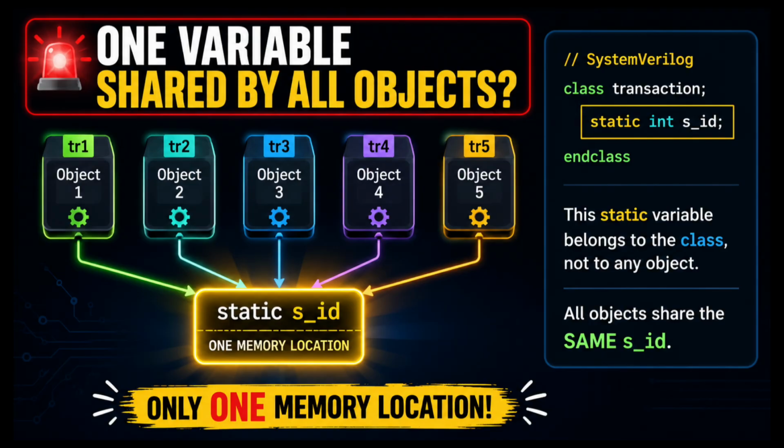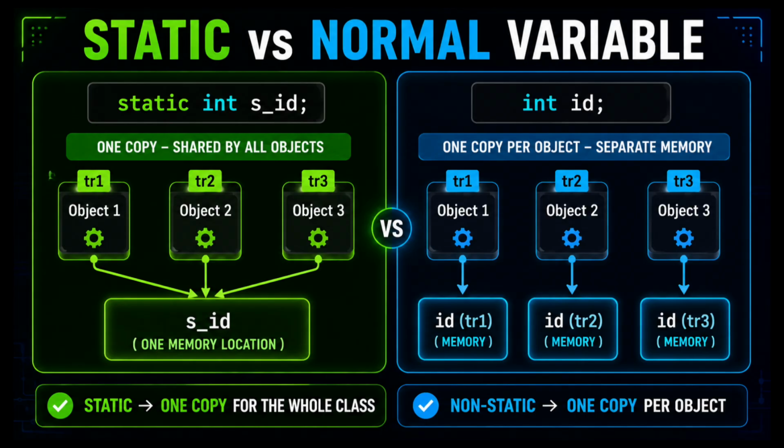Have you ever wondered how to create a variable in SystemVerilog that is shared across all objects? That's where static properties come in. Let's understand this clearly. When you declare a variable inside a class using the static keyword like this, static int sid, this variable does not belong to an individual object. It belongs to the class itself. That means no matter how many objects you create, there will be only one copy of sid in memory.